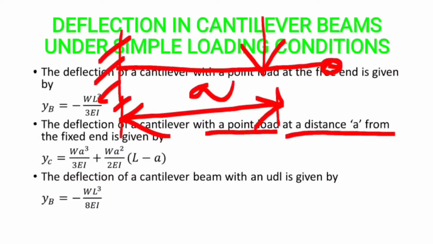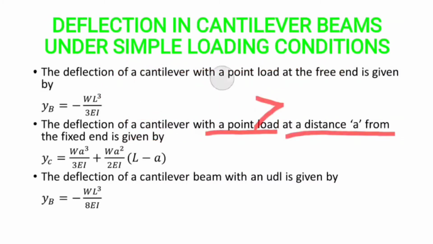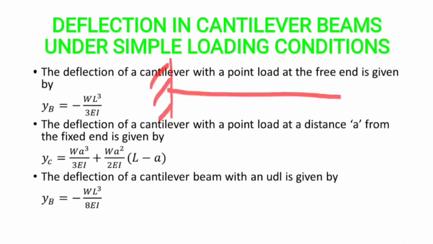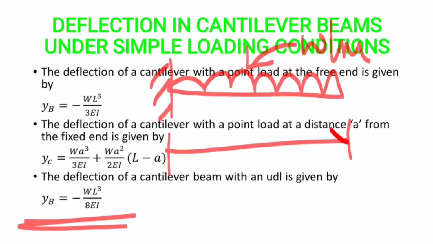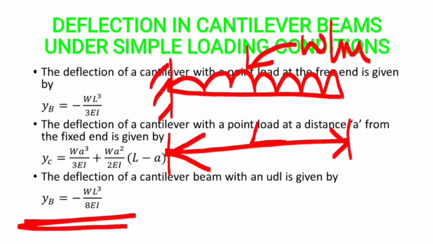Next we move to the third case, deflection of cantilever beam with UDL. That is, this is a cantilever beam. The UDL is acting throughout the beam. It is W per meter, intensity of the load. Then the deflection value will be Yb = WL^3/8EI, the deflection formula.